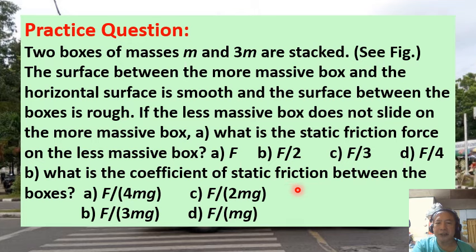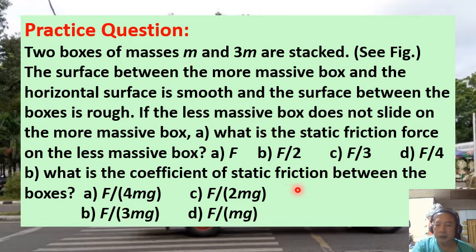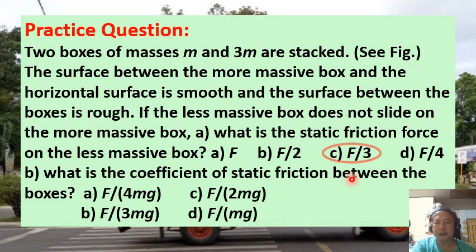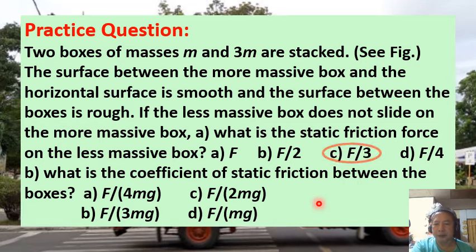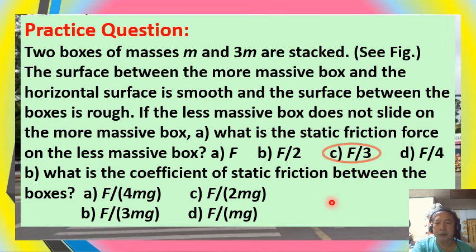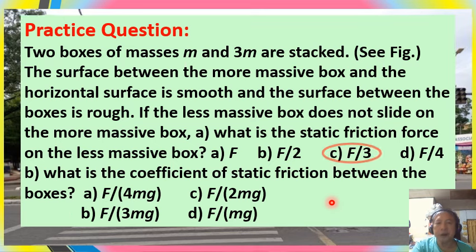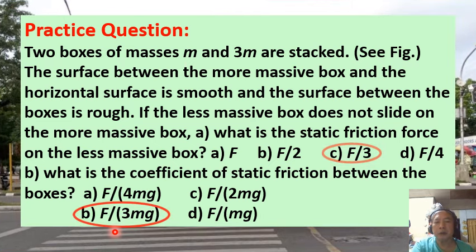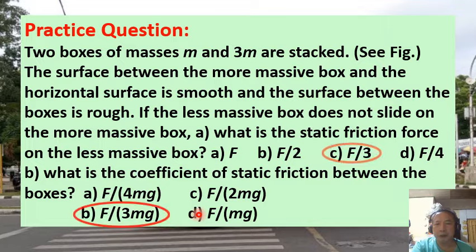So in the first case, the correct answer is option letter C, F over 3. And in letter B, the correct answer is option letter B, F over 3mg.